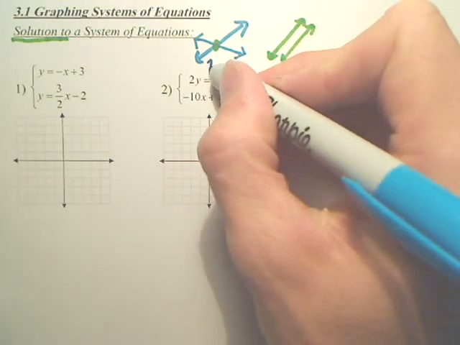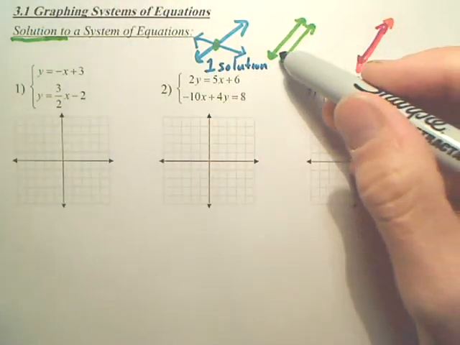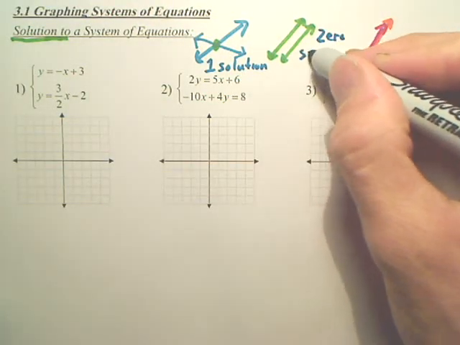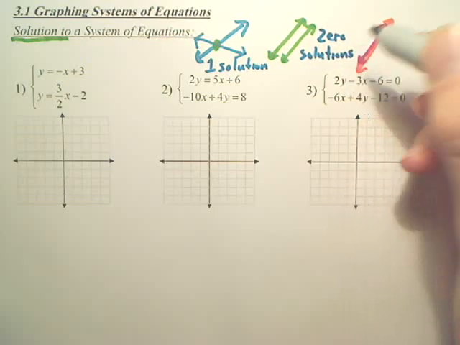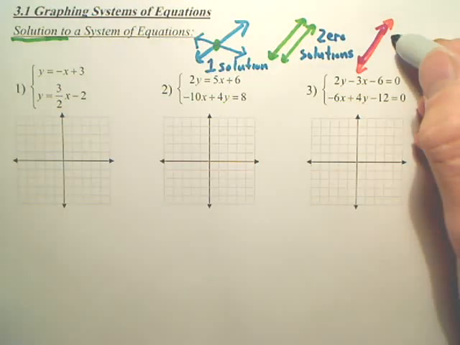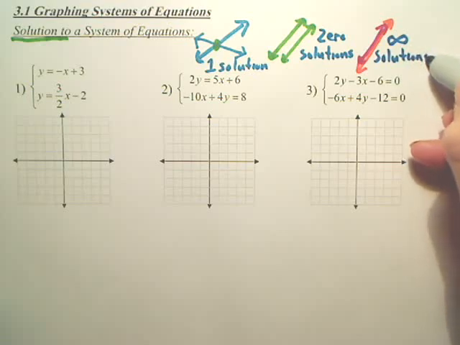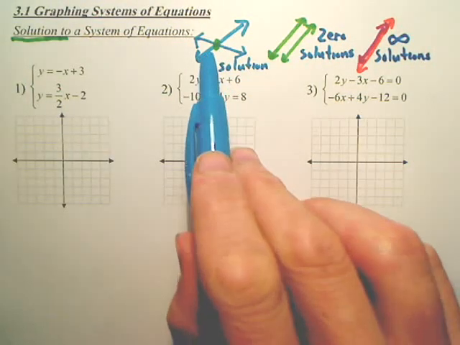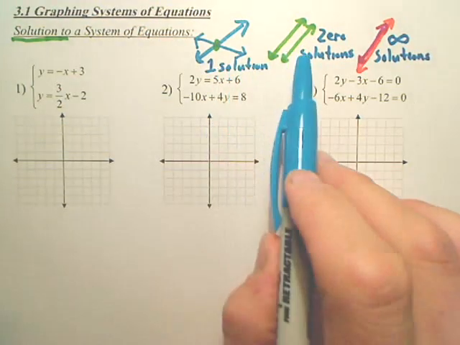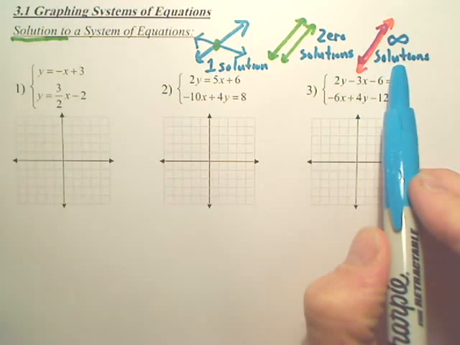So, this has how many solutions? One solution. How many solutions does this green one have? This has 0 solutions. And how many solutions does this have when it's right on top? It has infinite or a lot. So basically, if your lines cross, most of the time it's this one solution. Sometimes there'll be no solutions because they're parallel. Sometimes there's infinite because they're right on top of each other.